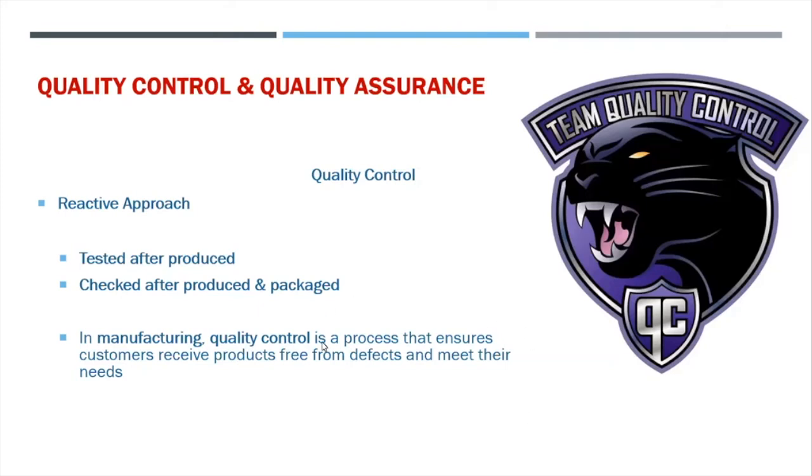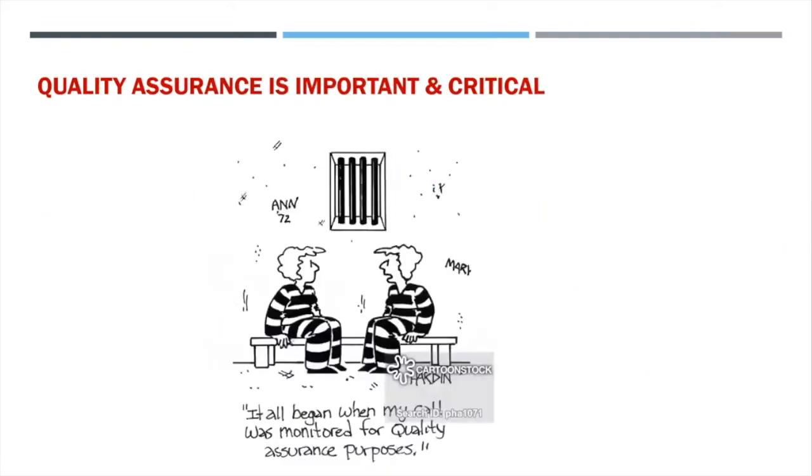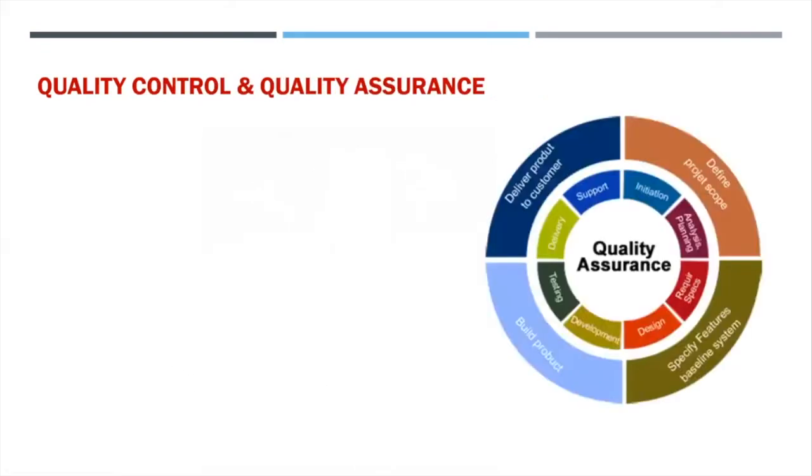So in manufacturing, quality control is a process that ensures customers receive product free from defects that meets their needs. Yeah, at least this is what we get. This is very important and critical. It all began when my call was monitored for quality assurance purposes. You always hear this voice when you make a phone call to anywhere. Now, quality assurance was established afterwards, and that was the proactive approach.